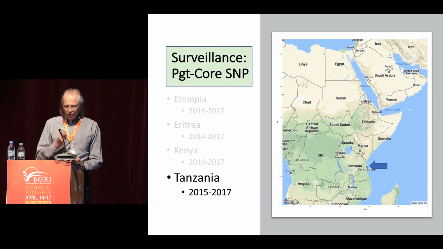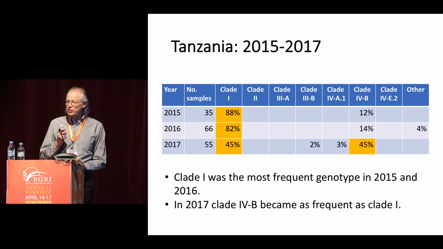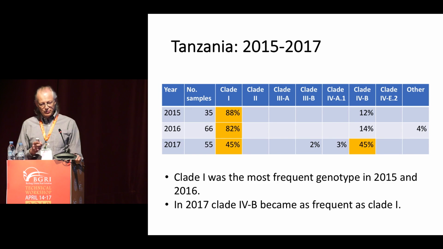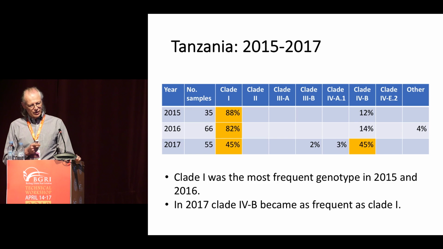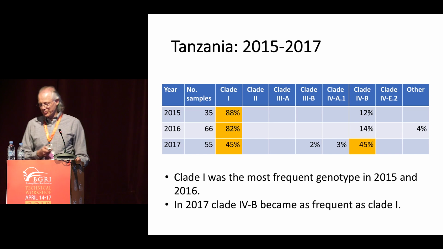And if we move a little further south to Tanzania, we see something more similar to what we saw in Kenya, where clade 1 is clearly predominant. But by 2017, it's 45%, and we have 45% clade 4b. So Tanzania in 2017 looks like Ethiopia in 2014. The question here is, what's going to happen in Tanzania? Is clade 4b going to take over like it did in Ethiopia, or is something else going to happen?